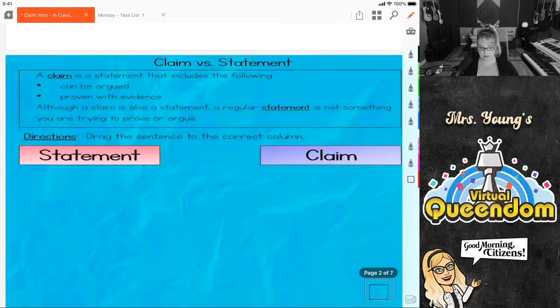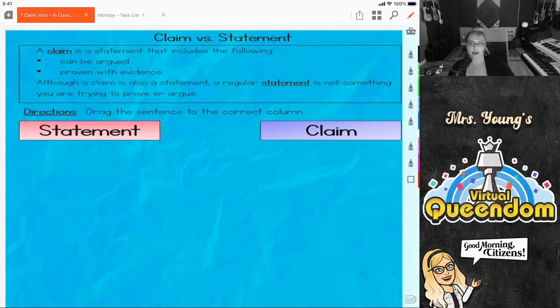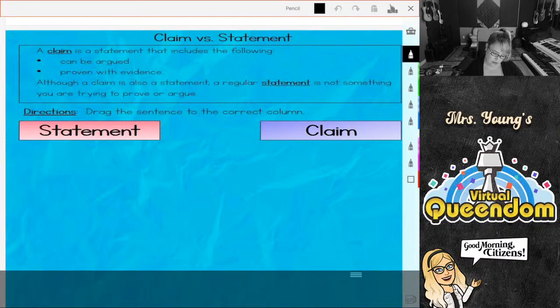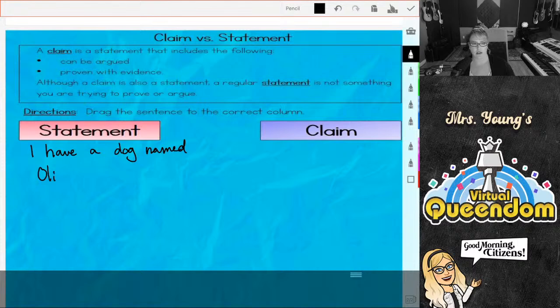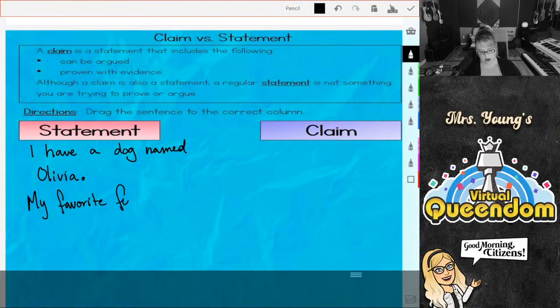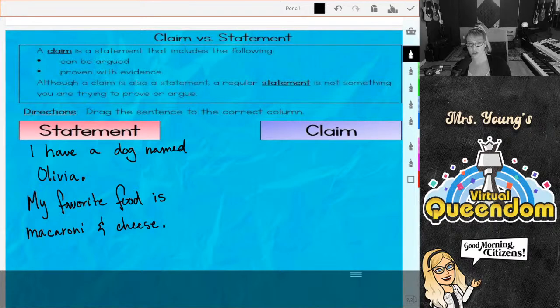So we're going to do an activity where we look specifically at items that are claims and items that are statements. So a statement might be, I have a dog named Olivia. So I'm just stating something. My favorite food is macaroni and cheese. But if I want to turn this into a claim, something I can argue and prove, I need to try and change my statement.